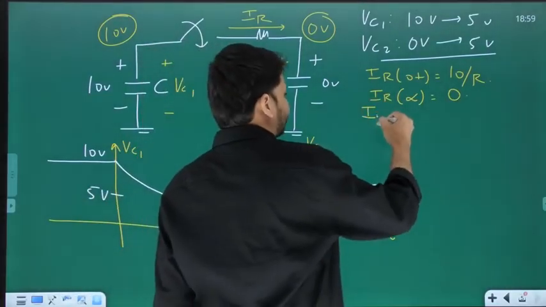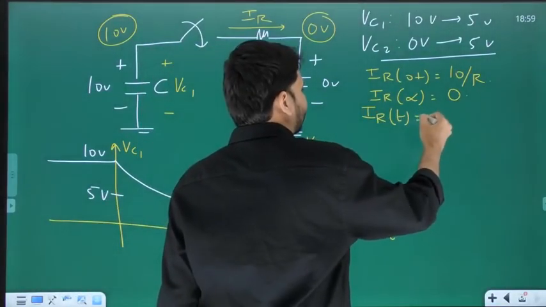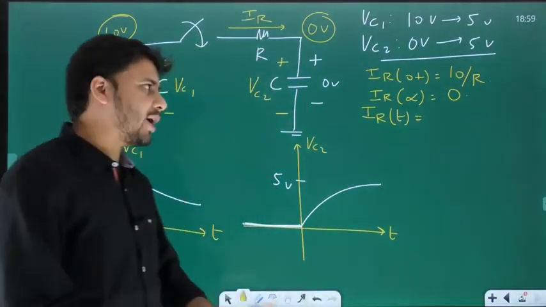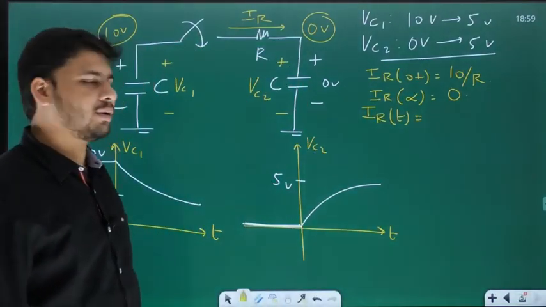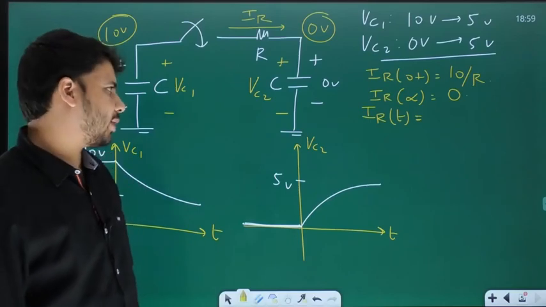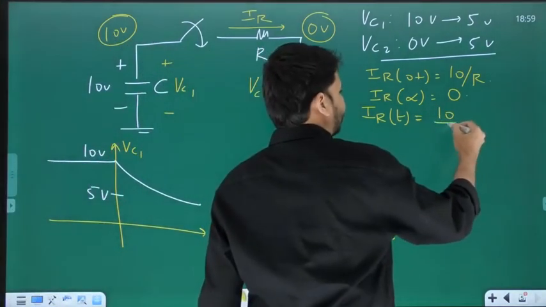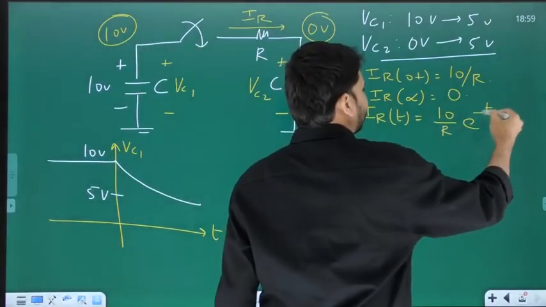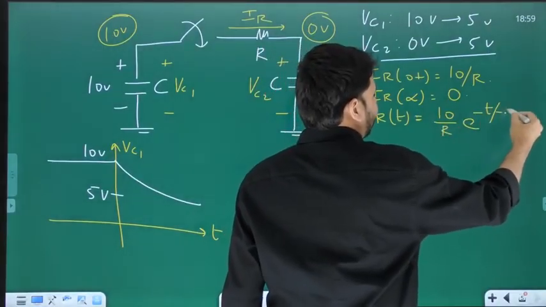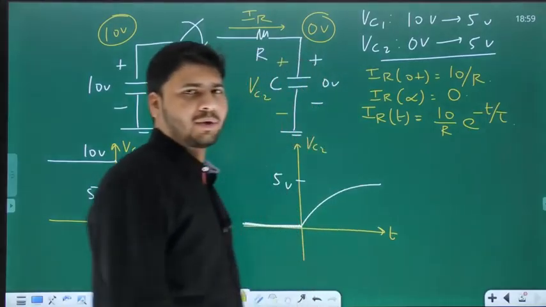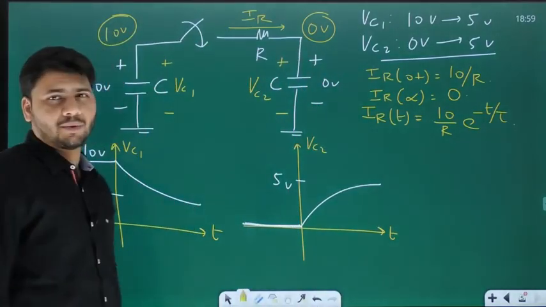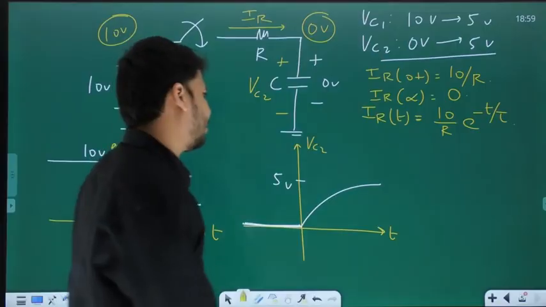Yes. So IR of t will also be of the same form: final plus initial minus final times e power minus t by tau. Final is 0, so it is 10 by R times e power minus t by tau. And tau, remember, is R times C1 C2 divided by C1 plus C2. Okay.